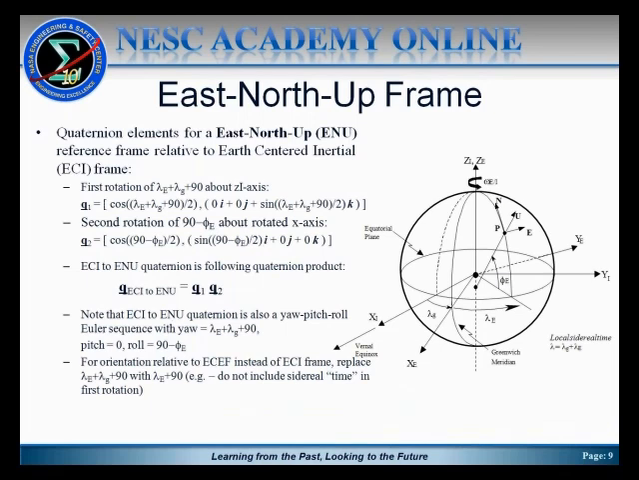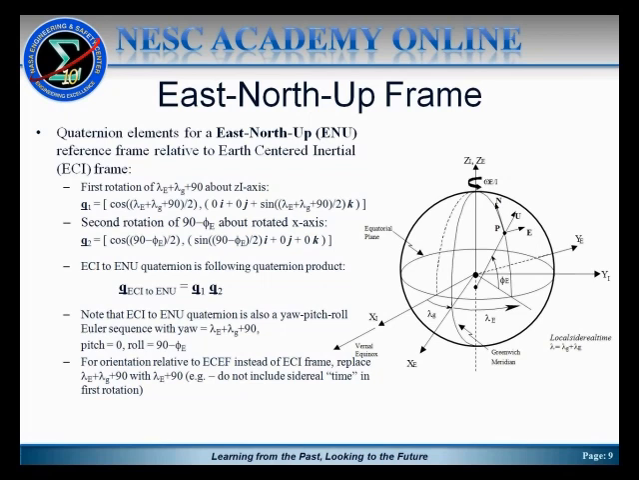Another common local level frame that is used in geodetic kinematics is the east-north-up frame, and this particular frame is preferred by many of the people who do inertial navigation software. This frame, again, is a local level frame with, in this case, the x-axis pointed east, the y-axis pointed north, and the z-axis pointed up.